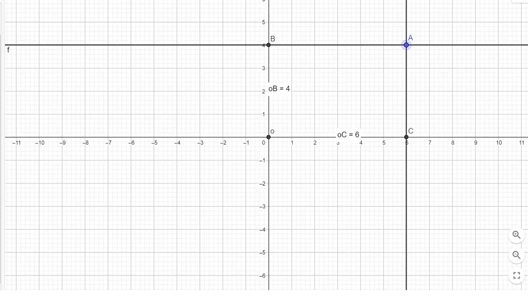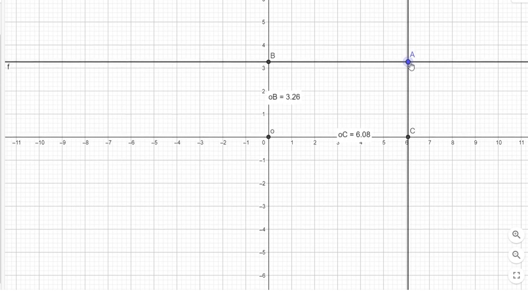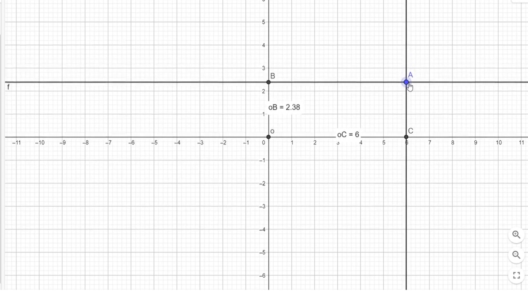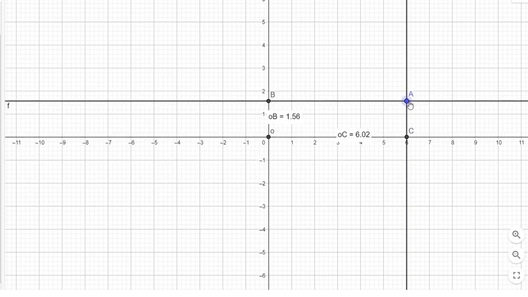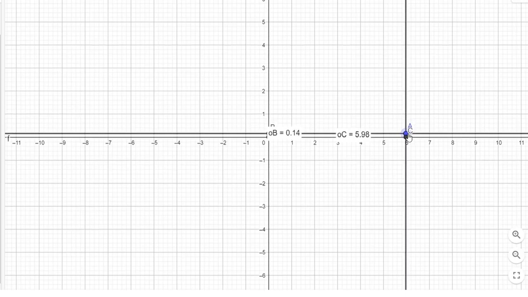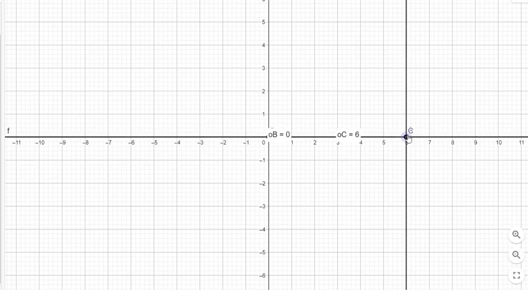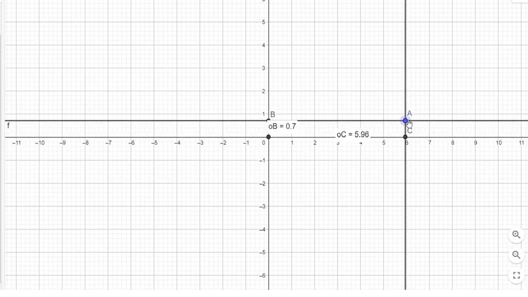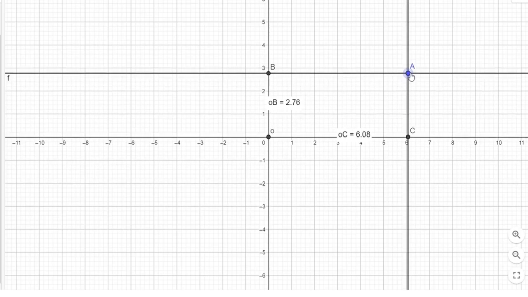Now let us see what happens to the coordinates when the position of A is changed onto the x-axis. Slowly we are moving the position of A along the perpendicular. We observe that the length OB is decreasing. As the point A comes onto the x-axis, we see that OB becomes 0. So the y coordinate of a point on the x-axis is 0. For any point on the x-axis, the y coordinate is 0.